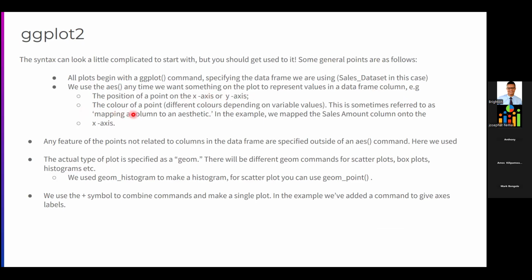So, the color of points can be different depending on the variable values. If you want to change your colors, as we saw earlier, you could change colors for different mapping in a column. Any feature that is not related to columns in the data frame is specified outside the aes command. So if you jump outside the aes command, you only need to specify features that are not related to the data set.